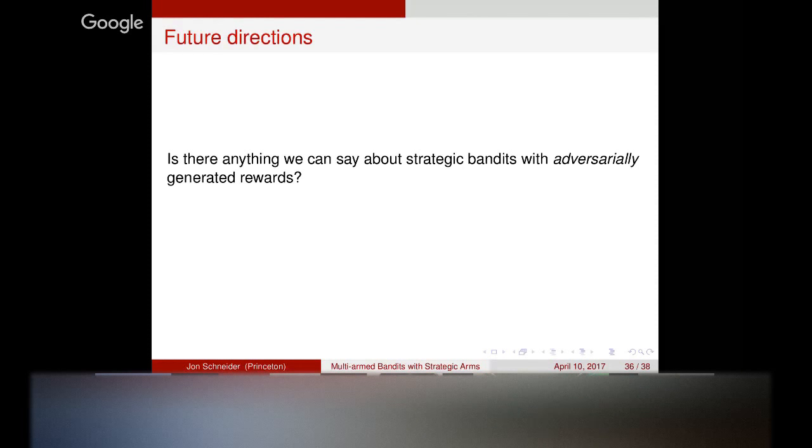Okay, and another question is, is there anything meaningful we can say about strategic bandits with adversarial rewards? It's not super clear what this means, because it's not really clear how to define equilibrium in this case, because the arms need to do something which will maximize their overall expected utility, or what they think their expected utility will be at the end. But if the rewards are adversarially chosen, this doesn't make sense.